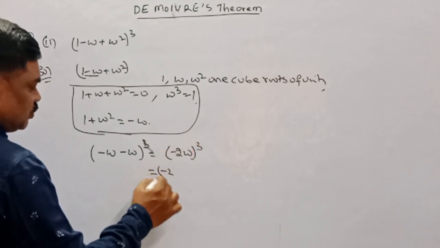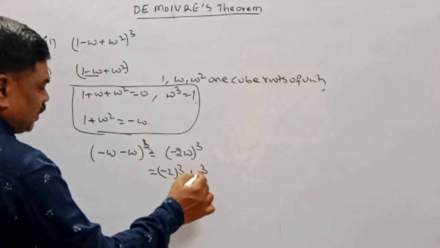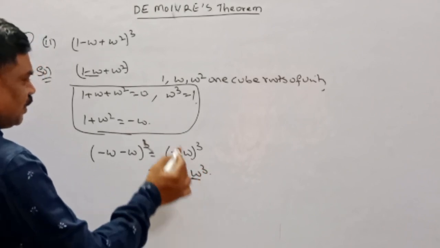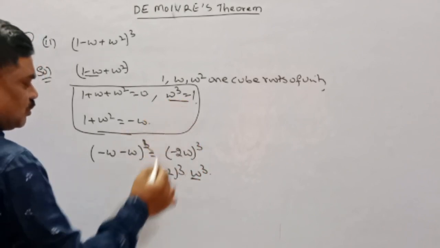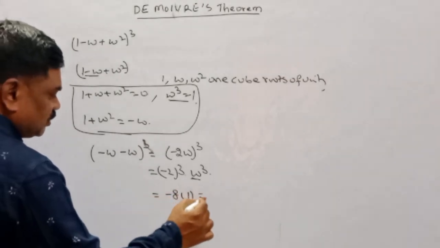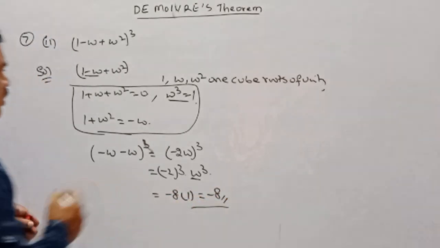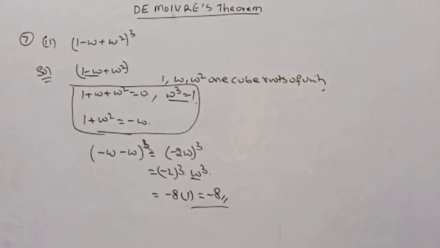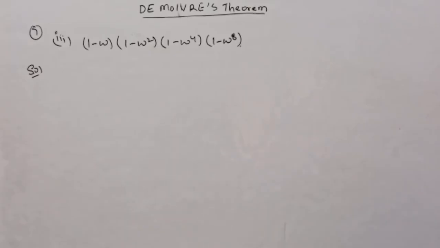So (minus 2) whole cube into omega cube. What is omega cube? Omega cube is equal to 1. So minus 8 into 1 is equal to minus 8. Okay, what is the value of that one? Minus 8 is the answer. That's all. Here we have one more problem from De Moivre's theorem.